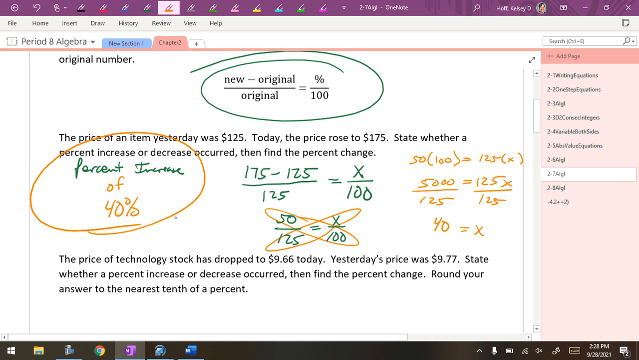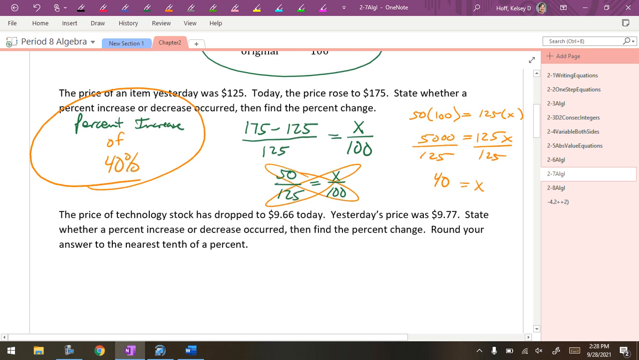Increase of 40%. I'm going to tell you right now, you have to memorize this. New minus the original, divided by the original, is equal to your percentage out of 100. Let's go to the next one.